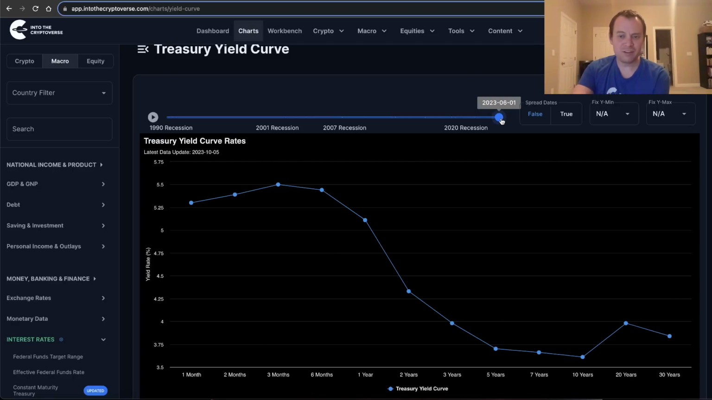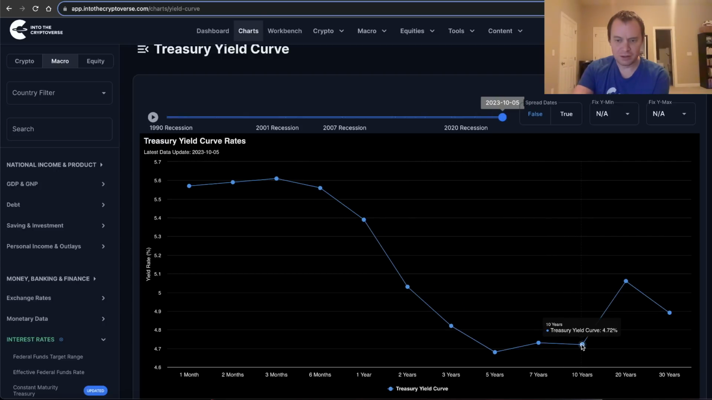So over the last few months, the long end of the curve has shifted up considerably from about 3.5% to over 4.5%, right? Because the short end of the curve hasn't really adjusted anywhere, it's still sitting at about 5.5%, which makes sense because that is essentially the Fed funds rate, right? The Fed funds rate right now is 5.5%.